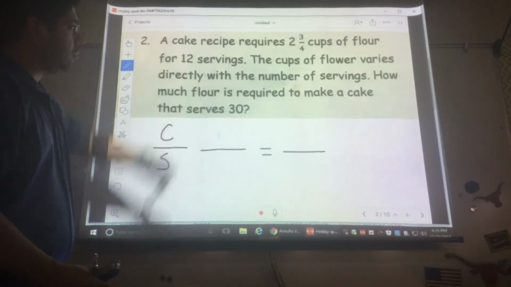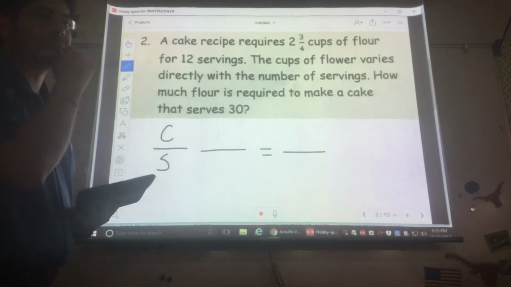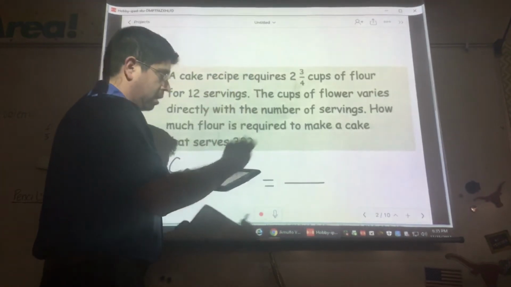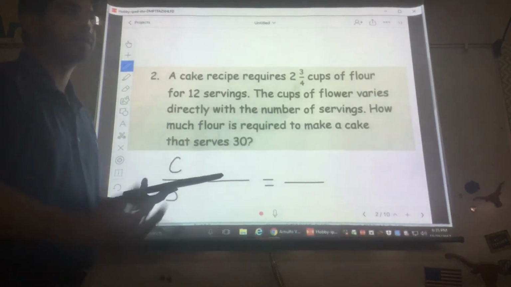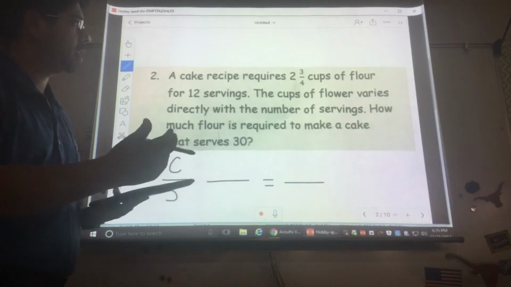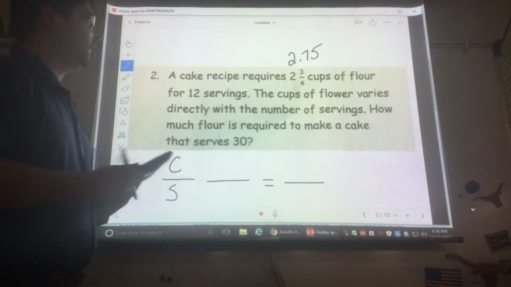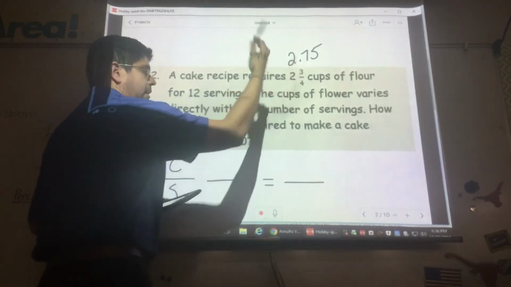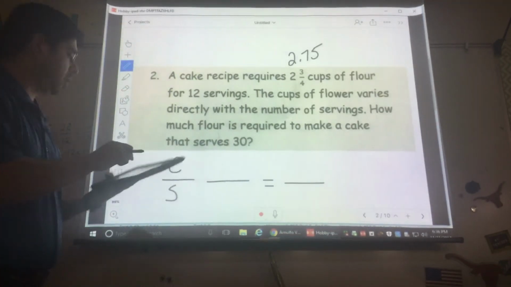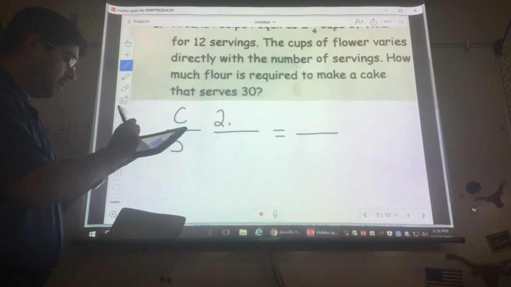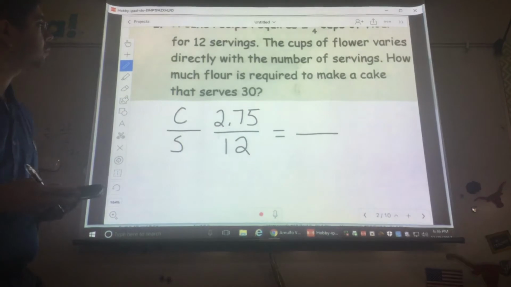So 2 3/4, we can make that into a decimal, right? So 2 3/4, just above it, 2 and then plus 3/4 and then hit enter if you need to do it in the calculator, is 2.75. It's a lot easier to put this than that with the fraction. So we're going to use 2.75 here on my numerator. And then 12 servings is what goes there.